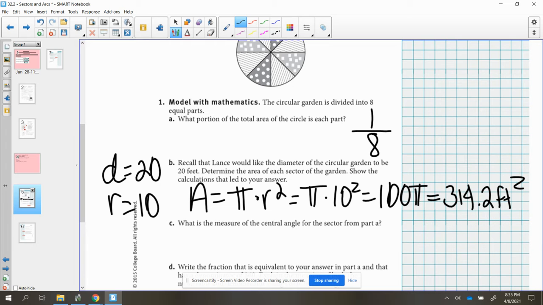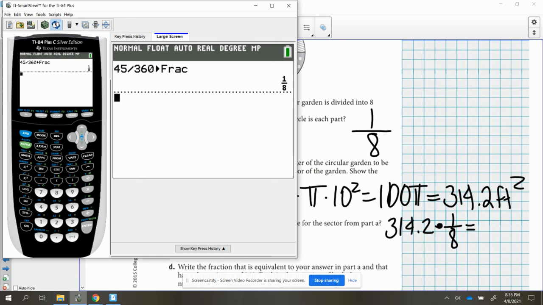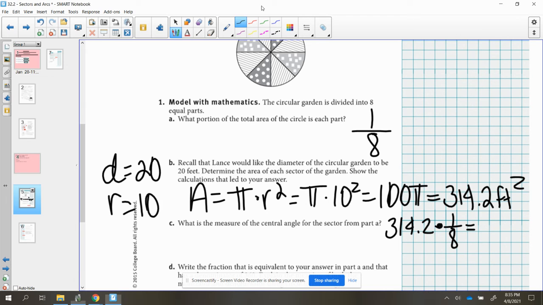Now, what if we only want 1/8 of this? What we would have to do is take that 314.2 and divide it by 8, or multiply it by 1/8, which is the same idea. If we take that 100 pi, or 314.2, and multiply it by 1/8, we get the fractional value of 39.3. So each of our sectors is about 39.3 square feet.